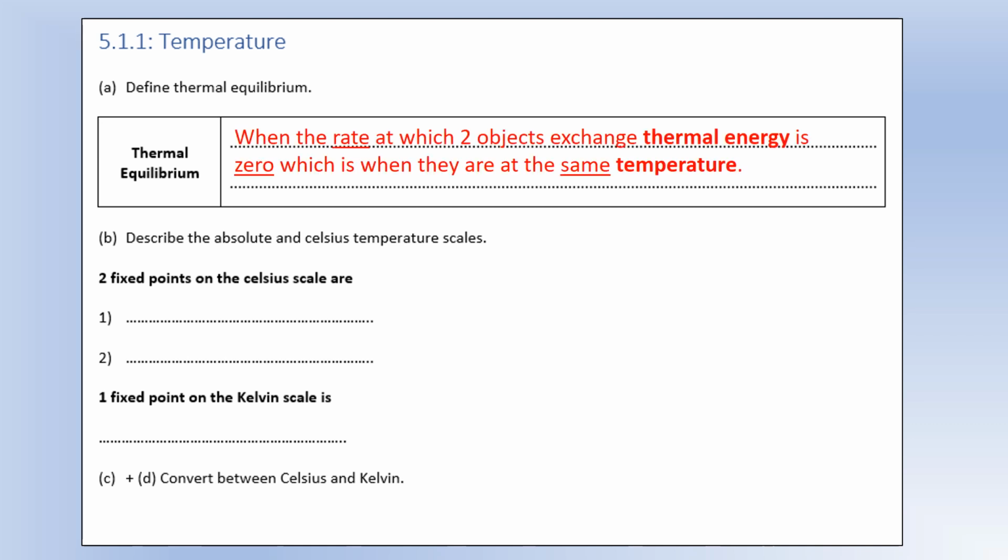So thermal equilibrium is when the rate at which two objects exchange thermal energy is 0. So essentially each of them is transferring the same energy either way. And that means that they are at the same temperature, or the temperature difference is 0, whichever way you like.